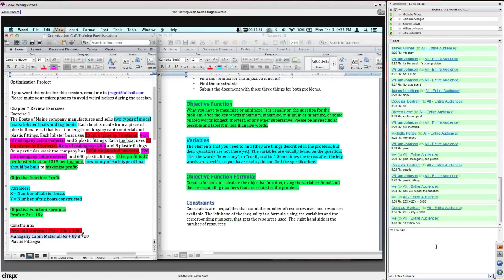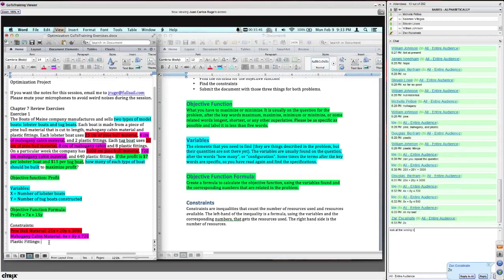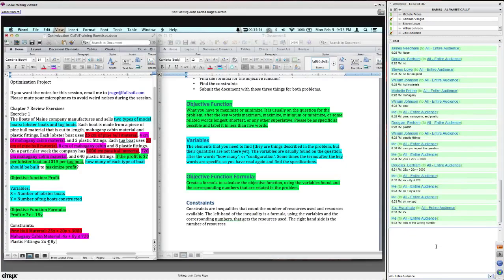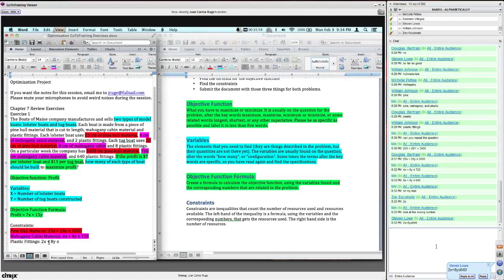Now, one for plastic fittings. I guess this is going to be really easy now. Jonathan? Yes, 2x plus 8y has to be less than or equal to 640.